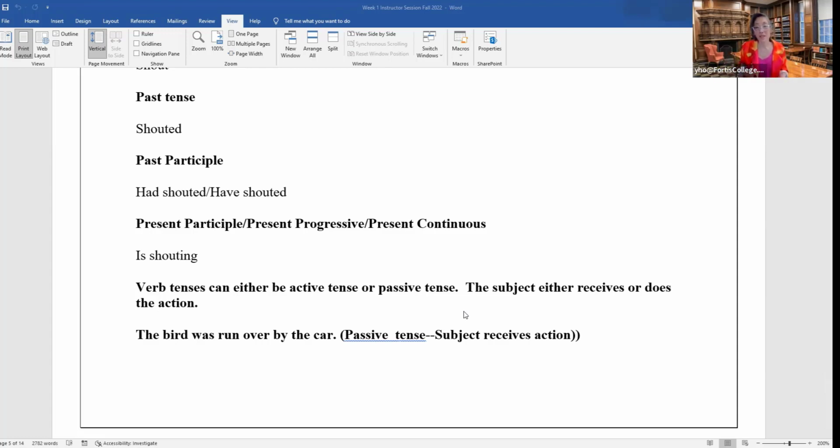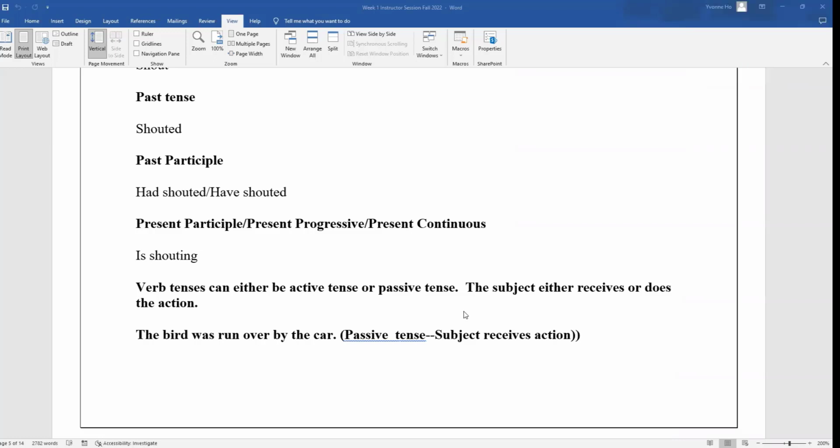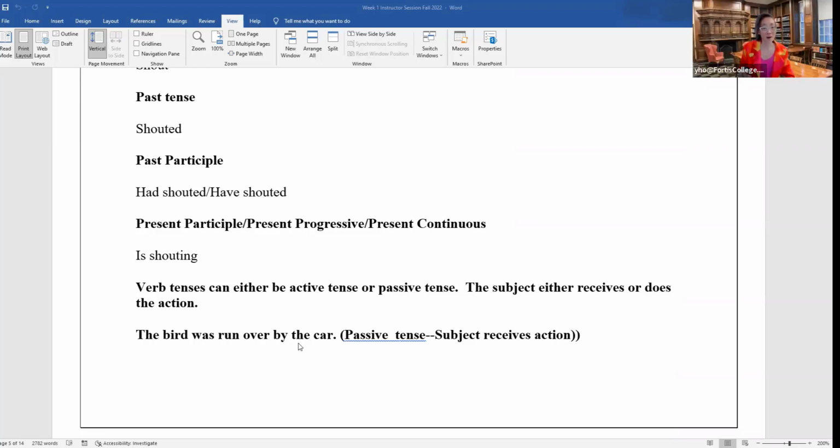So if the subject receives the action, is that passive or active voice, Kelly? If the subject is receiving the action, is that passive or active voice? Passive. If the subject is doing the action, Samuel, is that active or passive voice? Active. Active voice, yes.